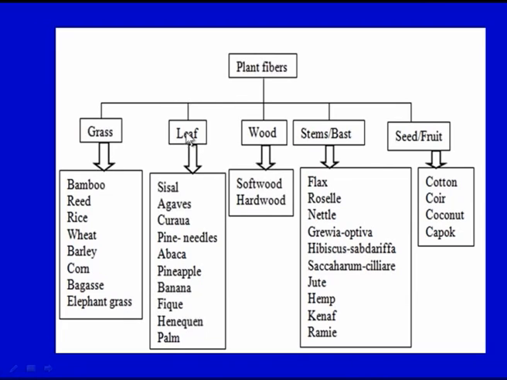From the leaf, different types of fibers can come, like sisal fiber, banana fiber, palm fiber. From wood, also different types of fibers can come, like softwood fiber, hardwood fiber. From the stems or the bast, we can have flax fibers, Grevia optiva fiber, hemp fiber, kenaf fiber. And from the seed or the fruit, cotton fiber can be got, coconut fiber can be got.